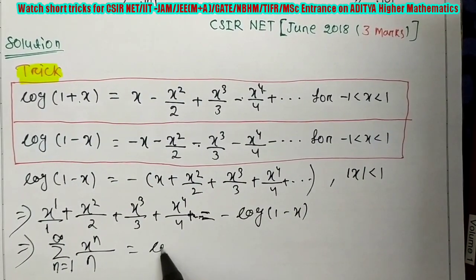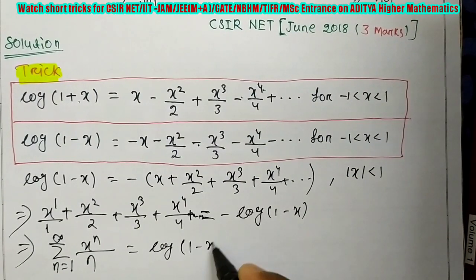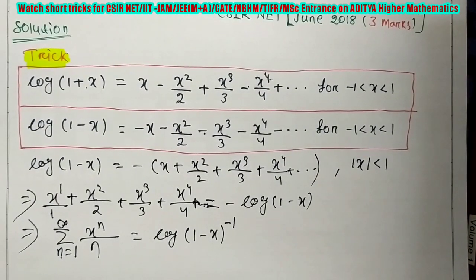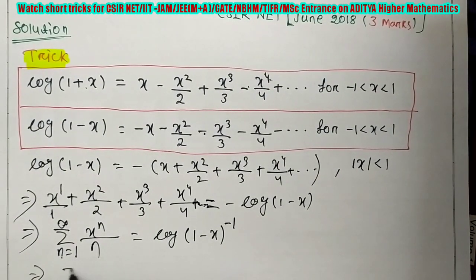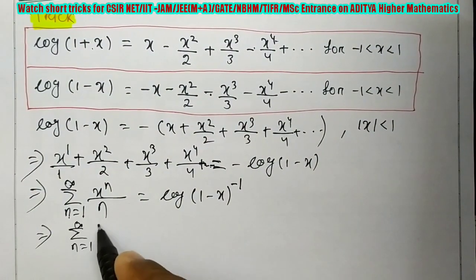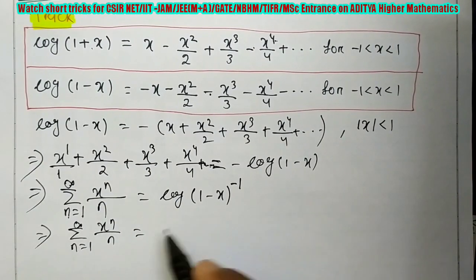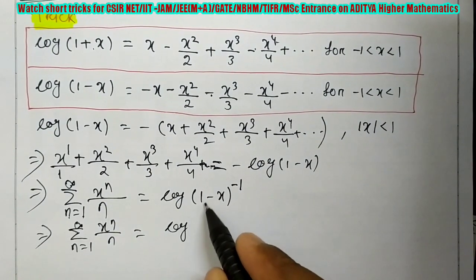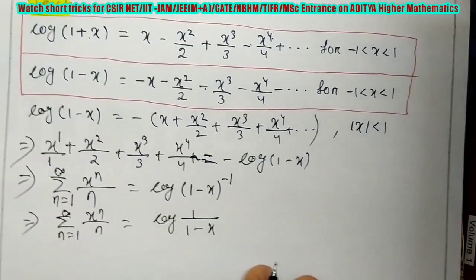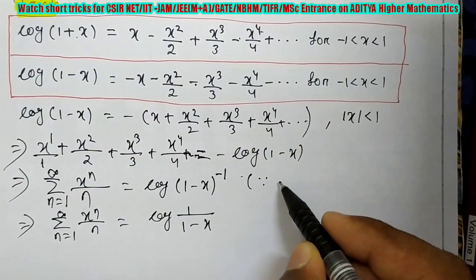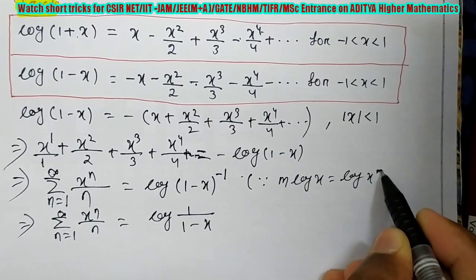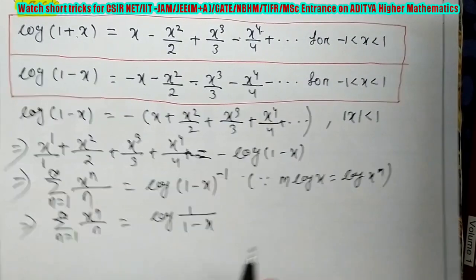And on the right side, you take that minus into the power of 1 minus x. So on the left side you write the same thing only. And 1 minus x power minus 1 means 1 by 1 minus x. Here we are just using the properties of logarithm: if m log x is there, its value is log x^m. Since here it is minus 1, that is the power.